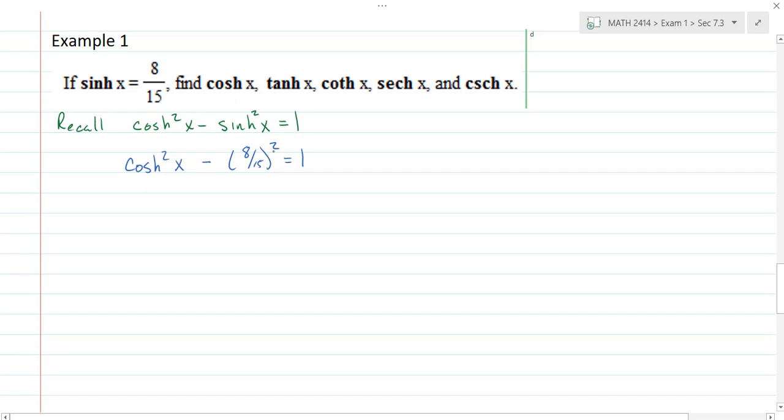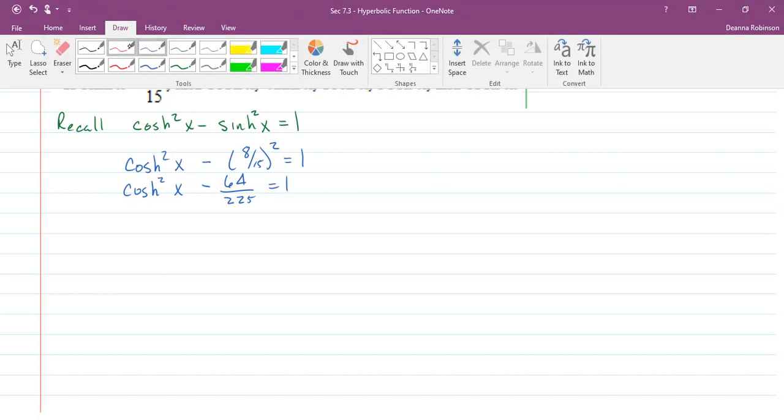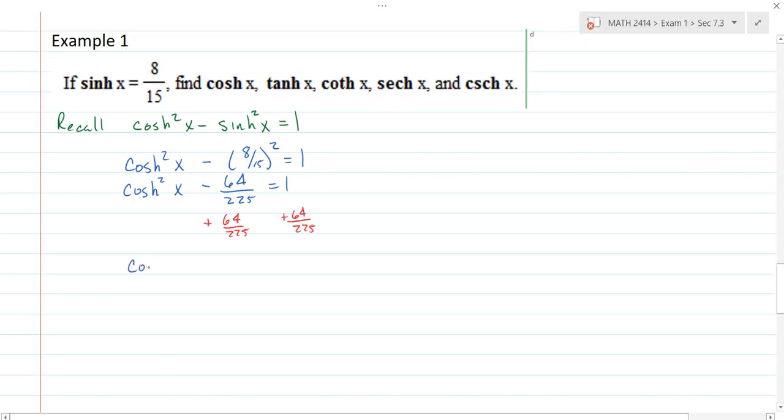Well, what is 8/15 squared? 8 squared is 64, divided by 15 squared is 225. Then we add 64 over 225 to both sides of this equation, and that gives us the hyperbolic cosine squared is equal to 289 over 225. How do I get the square off of this hyperbolic cosine? Take the square root. What you do to one side, you have to do to the other. That means the hyperbolic cosine is equal to 17 over 15, because the square root of 289 is 17 and the square root of 225 is 15.